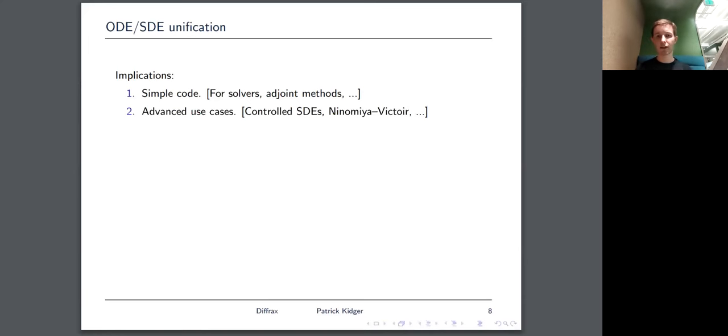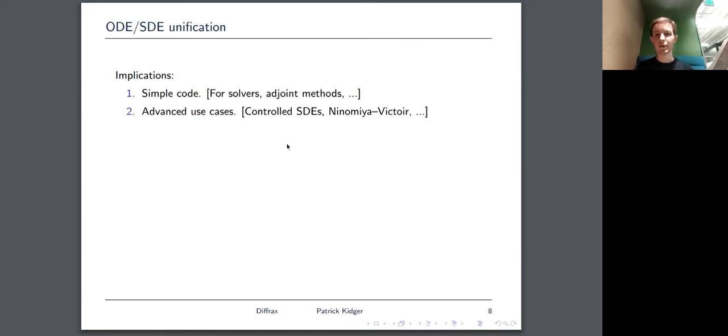So if you want to smush together a control term and an SDE term and a stochastic term, you can do that. You want to start using some more esoteric solver like Nenema Victoire, which decomposes your matrix vector product into a sum of vector dot products. You can do that. And again, you can sort of write these things out.